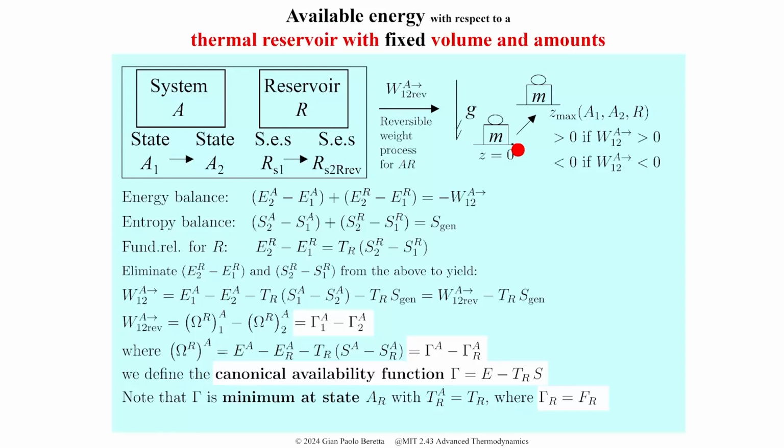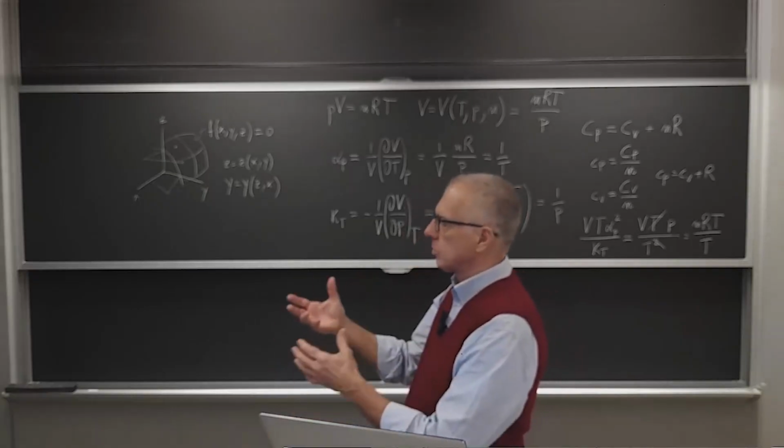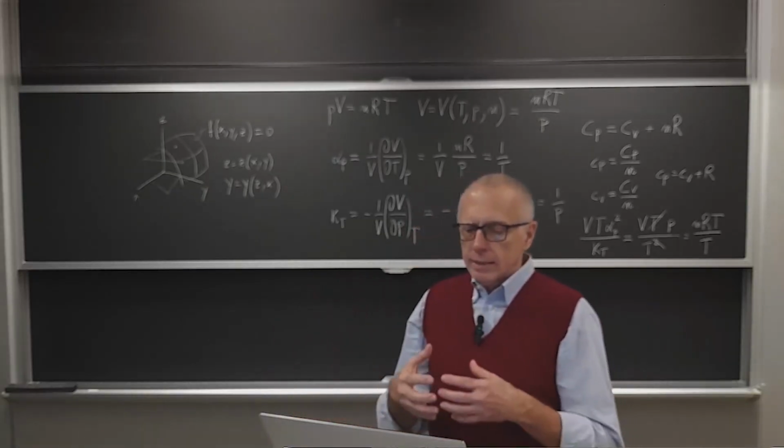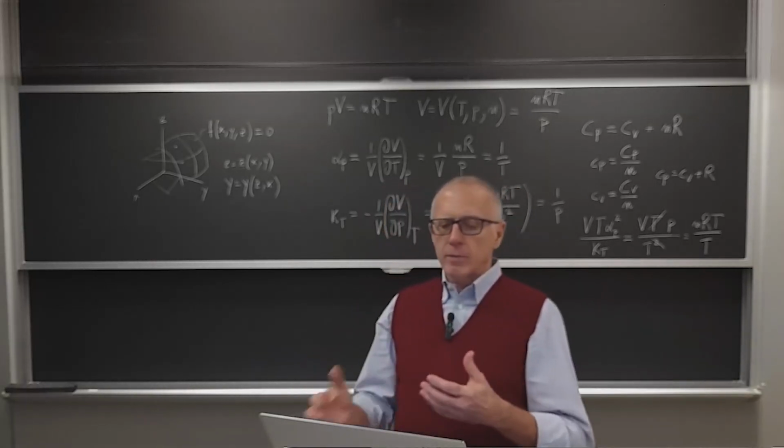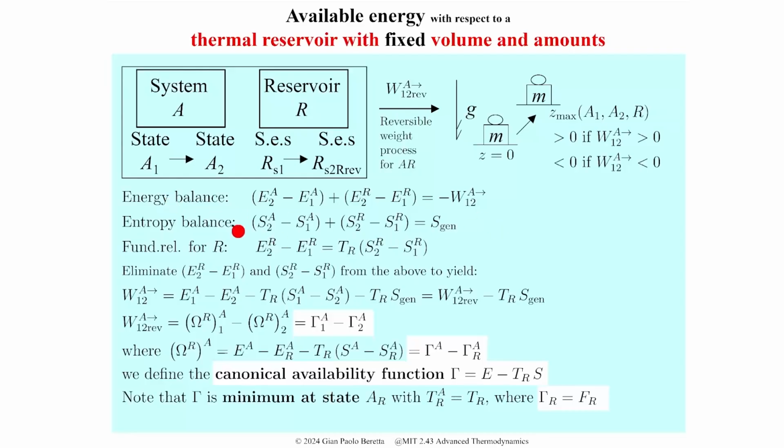Right. And we have seen that this class of problems, what's the maximum work, what's the minimum work, are always solved by writing an energy balance, an entropy balance, and also inserting as much as we know about the properties of the systems involved. In this case, we have a reservoir for which we know the fundamental relation is this linear relationship between energy and entropy.